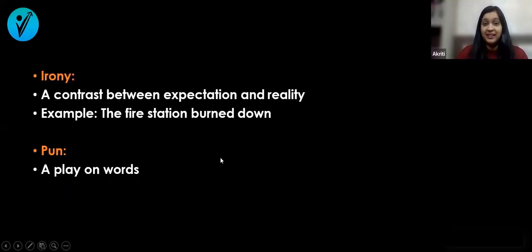Irony. We always say it's such an irony that this happened, it's such an irony that that happened, it's so ironical that we couldn't take care of the same. So what exactly is irony? Irony is a contrast between expectation and reality. For example, the fire station burned down. That's ironical because a fire station is meant to be operational in putting out fires. So how did it burn down? It's the opposite happening.